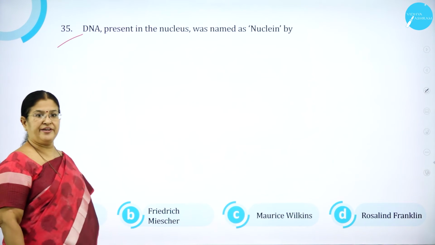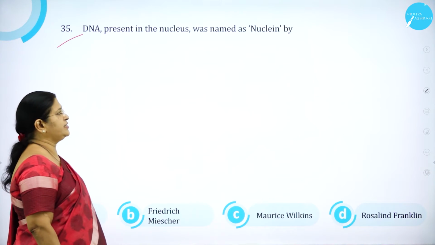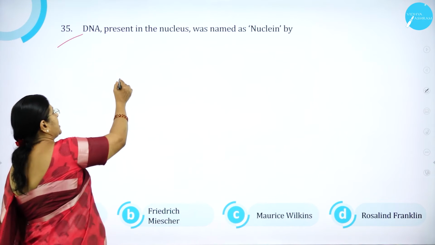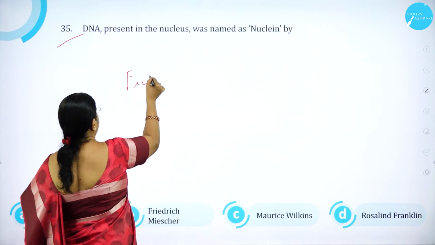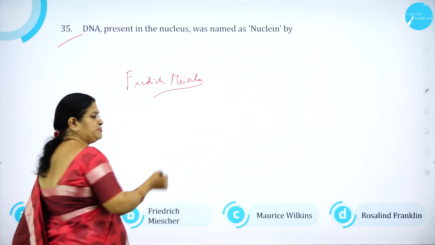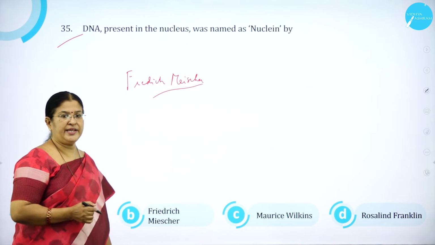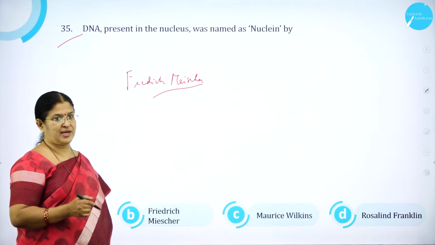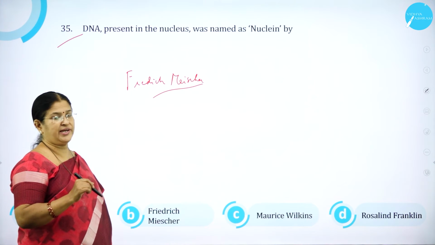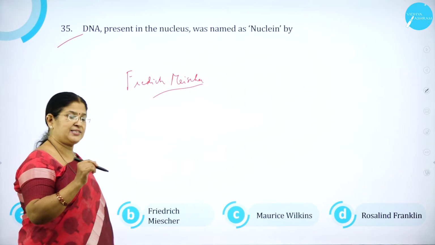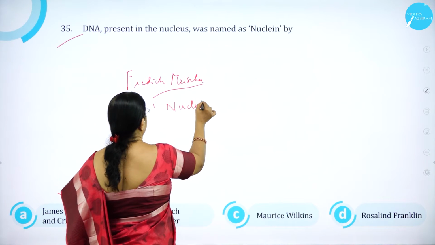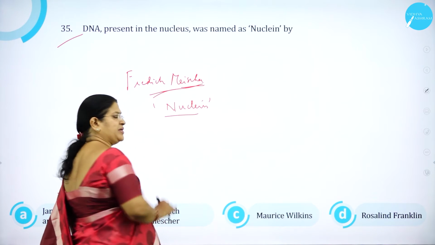Question number 35. DNA present in the nucleus was named as nuclein. Hope you remember one scientist by name Friedrich Miescher. He subjected the nucleus to certain digestive enzymes, and one part of the nucleus remained undigested, and he named that undigested part as nuclein. So it was Friedrich Miescher.